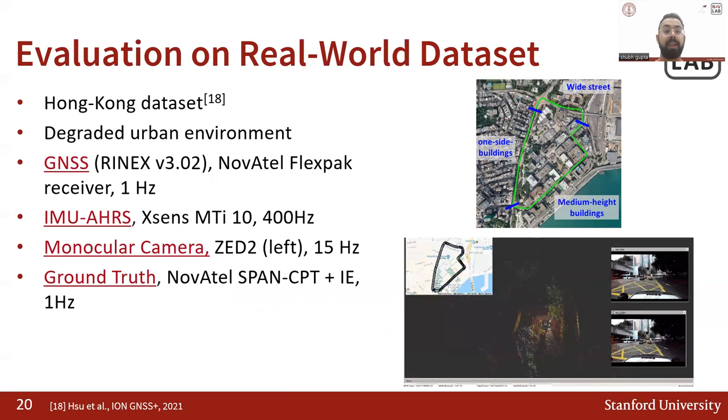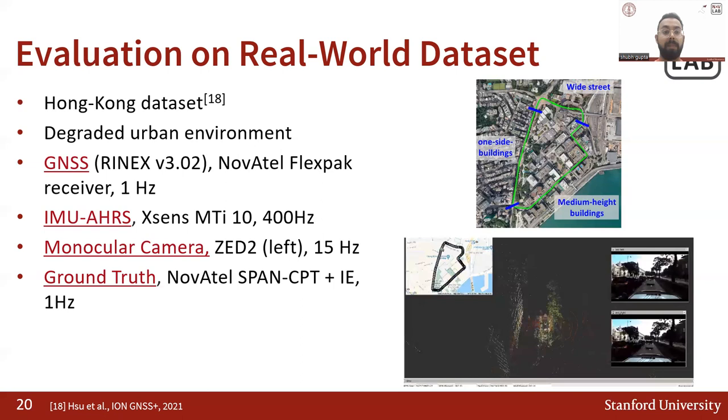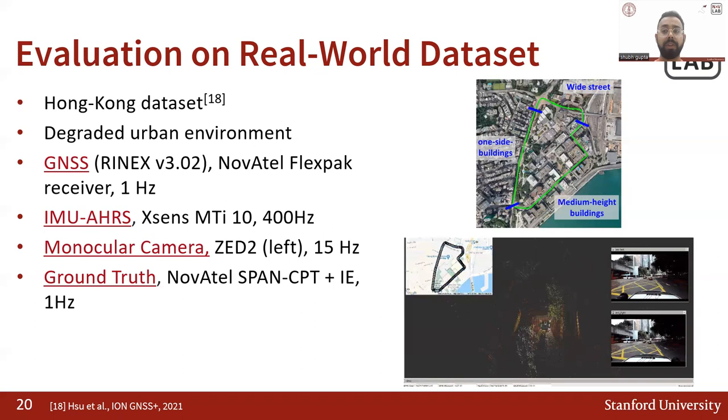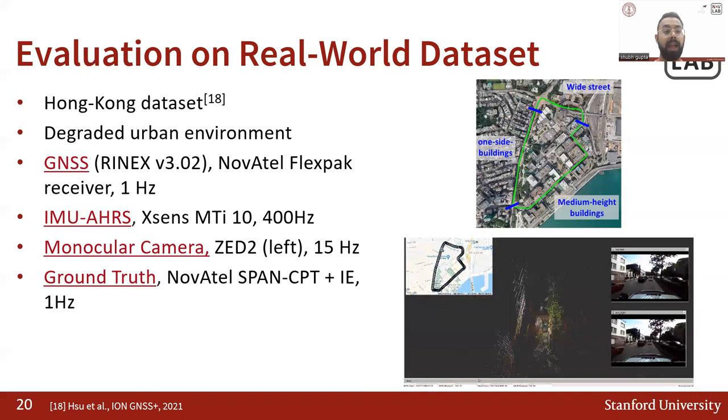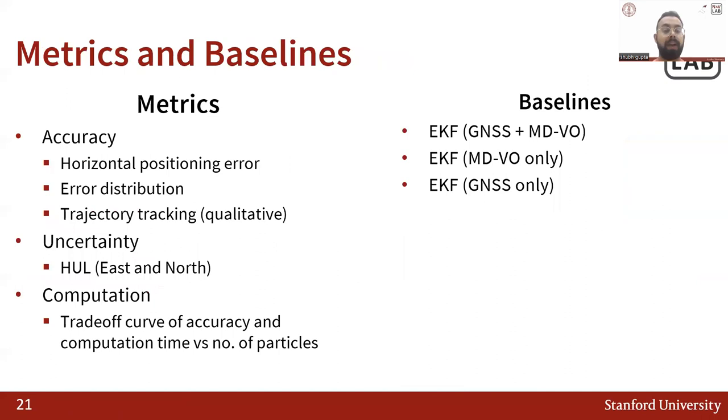We also use monocular camera data from the data set, for which we use the left camera frame of the available Z2 camera that is available at 15 Hz. And for ground truth, the data set uses NovaTel SPAN CPT with some corrections that is available at 1 Hz. We evaluate our approach on this data set for its ability to perform positioning with good accuracy, perform uncertainty estimation, and also not take too much compute time.